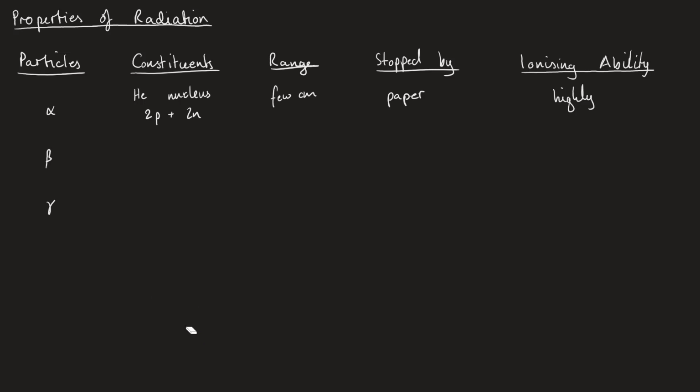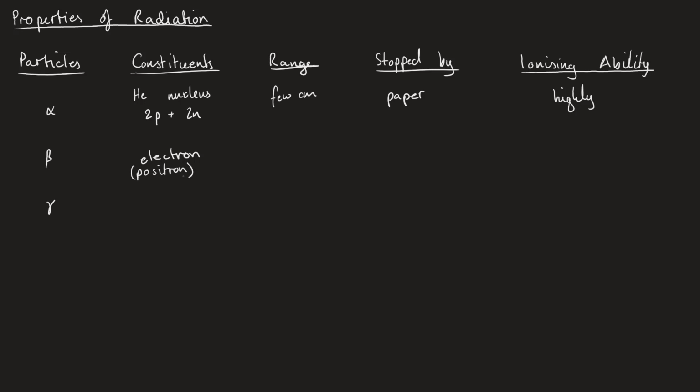Now, beta particles. We have 2 beta particles, so we obviously know that we have beta minus and beta plus. We also know that those are just antiparticles of each other, so the constituents are an electron, or a positron if it was the opposite. So if we were just going to look at beta plus, it would be a positron.